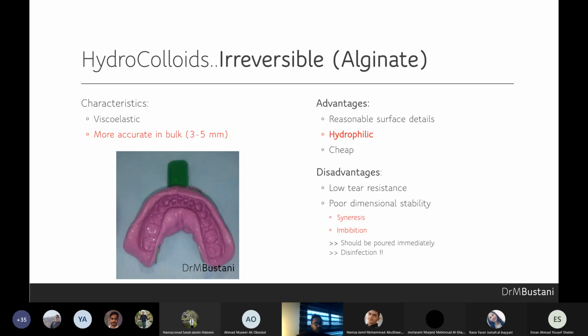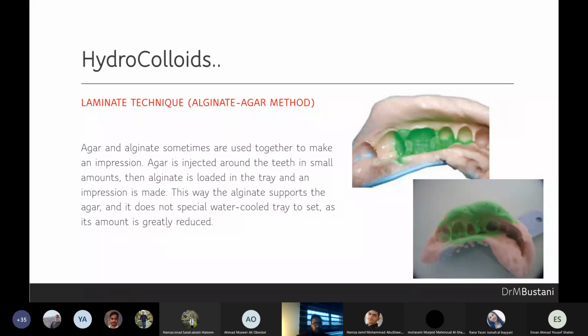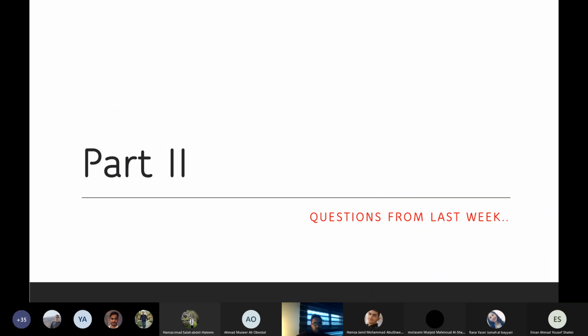So when you disinfect your impression, you shouldn't immerse it in chemical disinfectant. You just spray it with the disinfectant and wrap it with a damp towel sheet or piece of tissue, keep it stored, and send it to the lab to be poured. This is the technique that I mentioned, just for you to know.